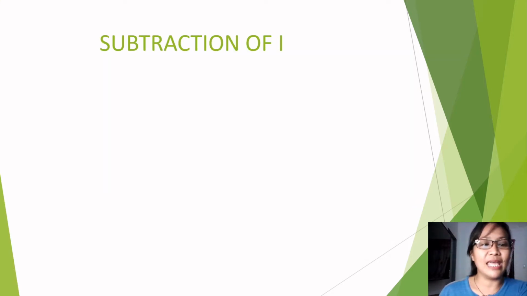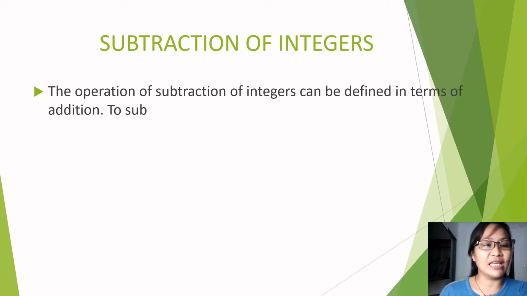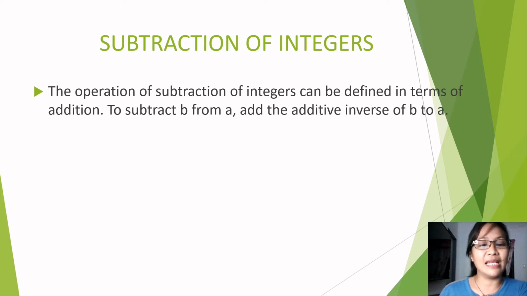Our lesson for today is about subtraction of integers. Ano nga ba ang subtraction of integers? The operation of subtraction of integers can be defined in terms of addition. So to subtract b from a, add the additive inverse of b to a. Paano nga ba ito? So a minus b is equal to a plus negative b.